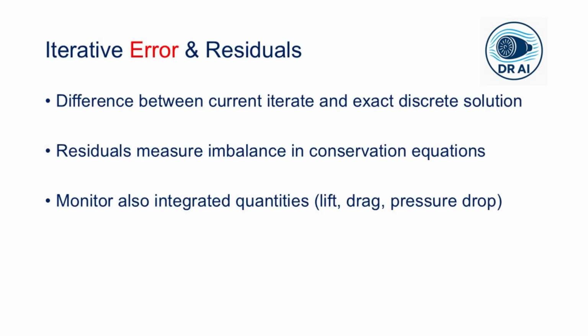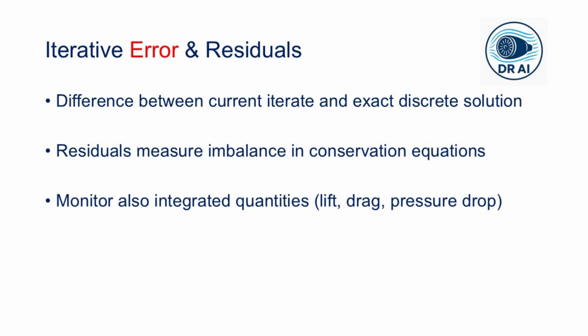Now we move on to the iterative type of error. Most CFD solvers solve the non-linear algebraic equations iteratively, starting from an initial guess. They update until the changes are very small. Iterative error is the difference between the current iterate and the exact solution of the discrete equations.